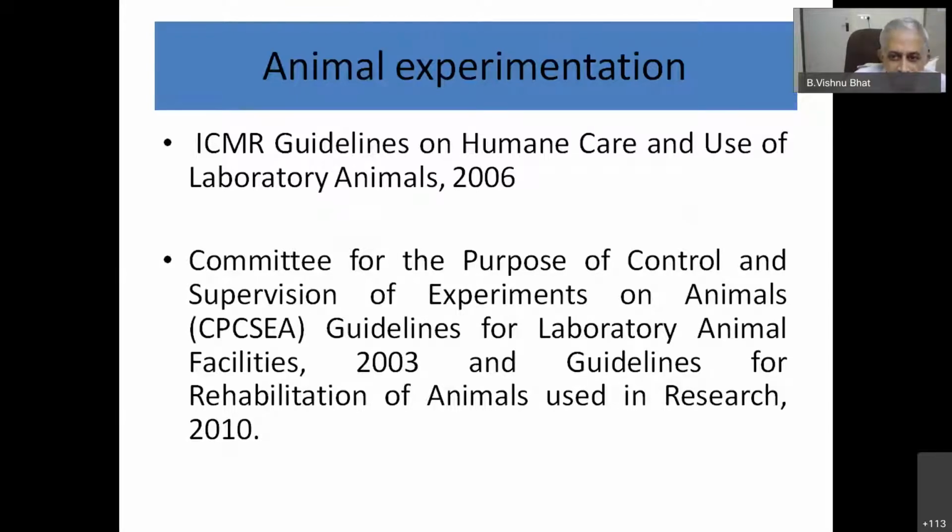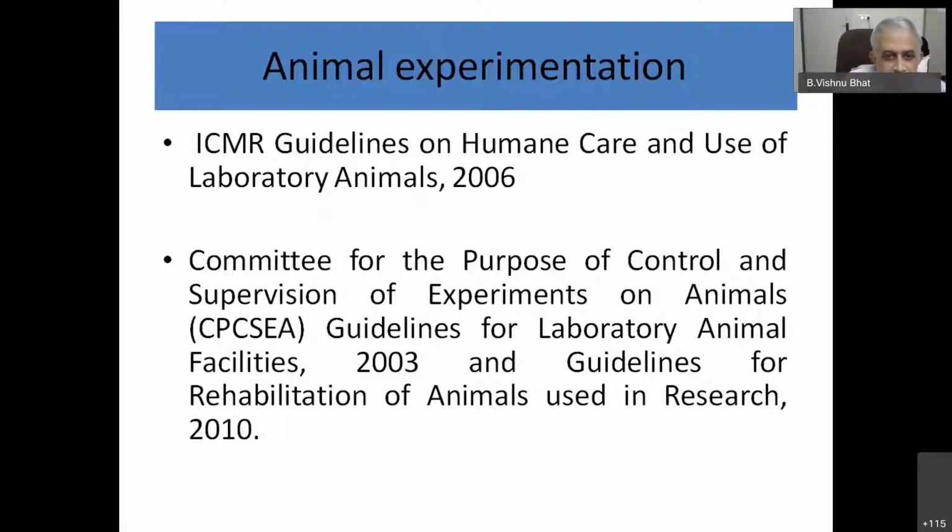Later, the government made a committee, the Committee for the Purpose of Control and Supervision of Experiments on Animals. This is also called CPCSEA. It gives all the guidelines on how animal experiments are conducted. Half of the animal ethics committee members will be from outside, nominated by the CPCSEA, and only the internal members will be nominated by the institution. And they have to send the report after each ethics committee meeting to the CPCSEA.